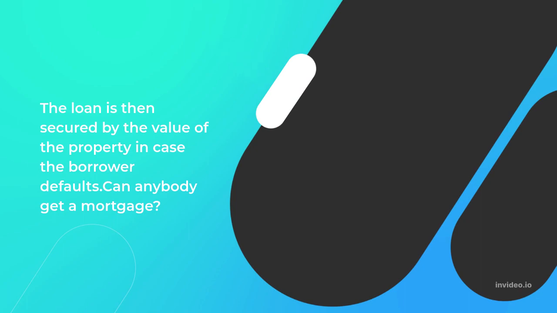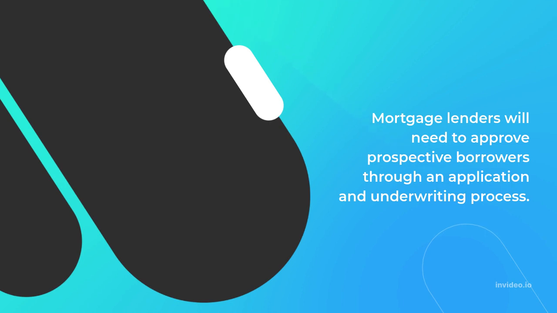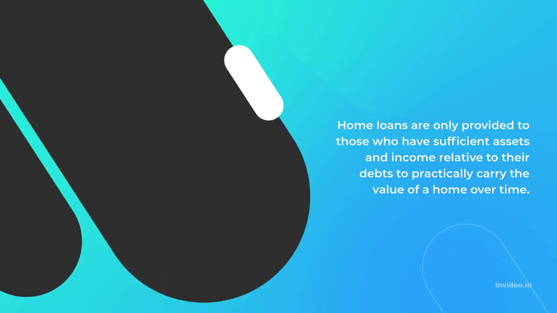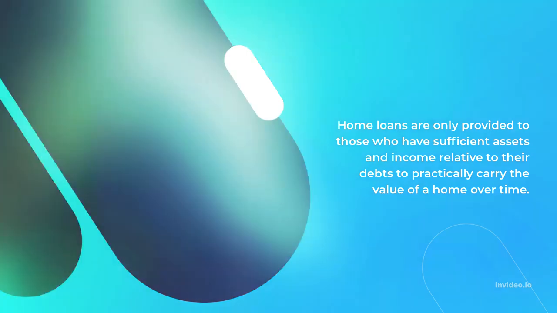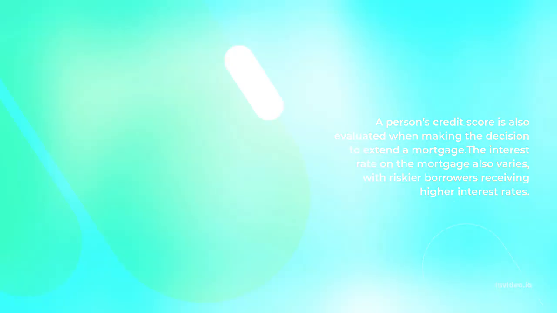Can anybody get a mortgage? Mortgage lenders will need to approve prospective borrowers through an application and underwriting process. Home loans are only provided to those who have sufficient assets and income relative to their debts to practically carry the value of a home over time. A person's credit score is also evaluated when making the decision to extend a mortgage. The interest rate on the mortgage also varies, with riskier borrowers receiving higher interest rates.